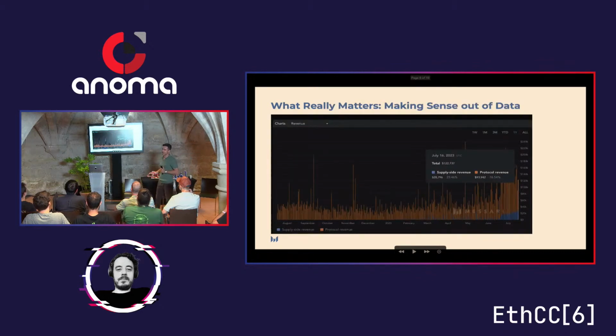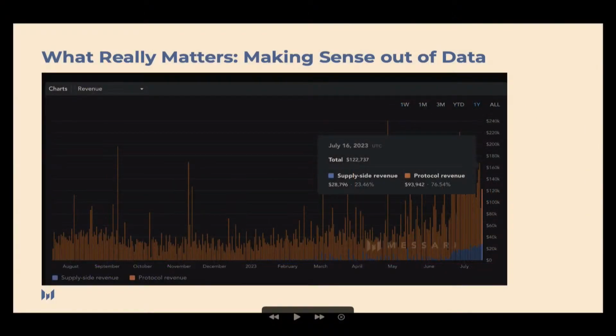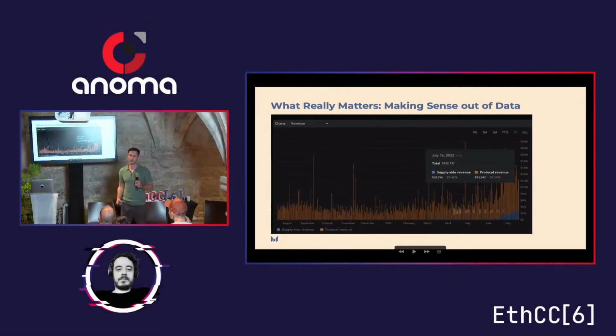One typical example here is to aggregate the revenue of a protocol. In this example, we see supply-side revenue that is accrued by node operators, the supply-side participants of protocols. But at the same time, we have protocol revenue that is accrued from the transaction fees or usage fees that are accrued by the protocol. So this is one example of what we can do.